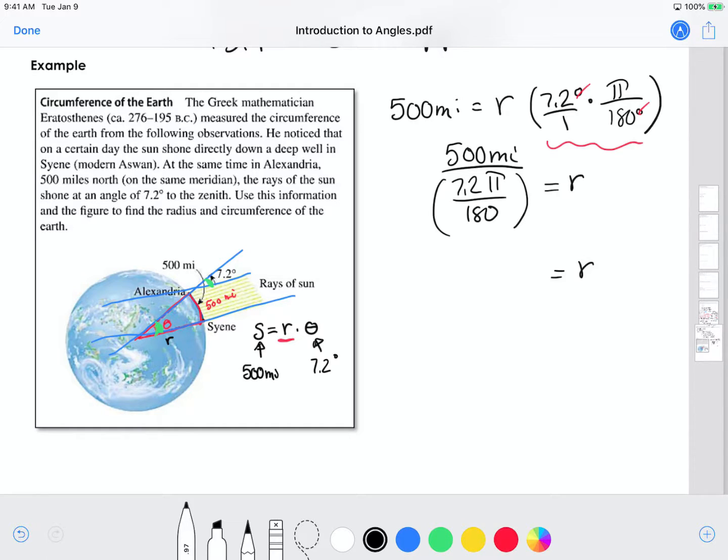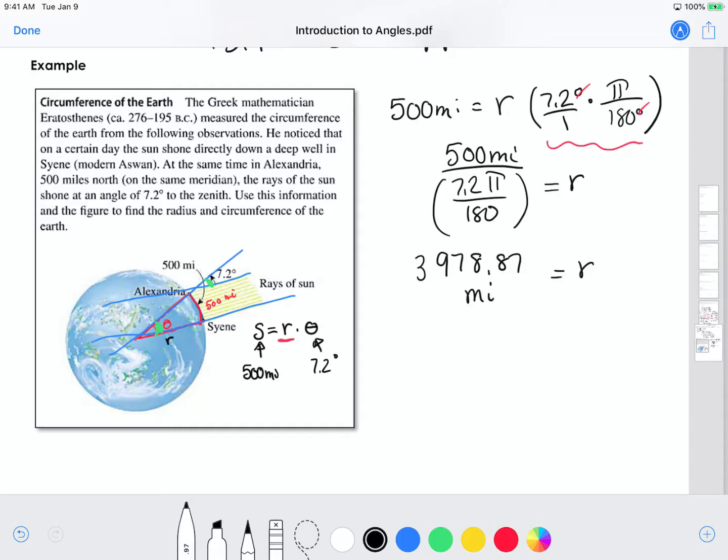And that's going to give me a radius of 3,978. If we round to two places, that's going to be 87, and that's miles. So the radius is a little bit shy of 4,000 miles.